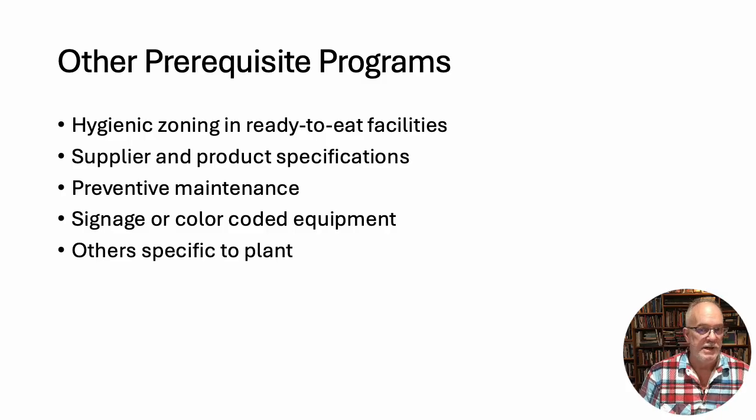So you're producing ready-to-eat foods exposed to the environment prior to packaging. You want to have a hygienic zoning scenario going on. So you might need a supply chain program within your food safety plan, but even if you don't, you should still have some type of supply program, some type of specifications, some kind of standards that you make sure each supplier meets. You got to keep your equipment in good shape, good condition.